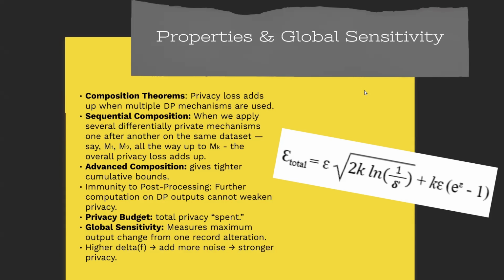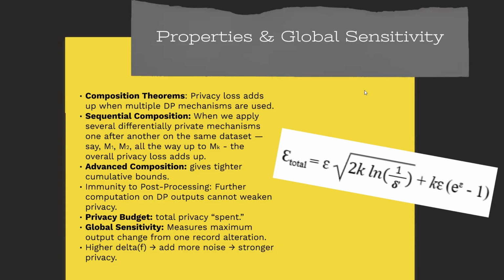Formally, for k mechanisms, each satisfying epsilon and delta differential privacy, the combined mechanism satisfies approximately the formula which you can see here, for any small delta greater than 0. This result is extremely useful in practice, especially in iterative algorithms like training machine learning models, where we perform many small private updates. The next key property is immunity to post-processing.